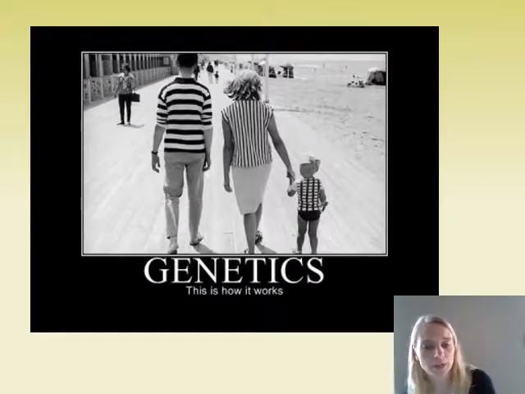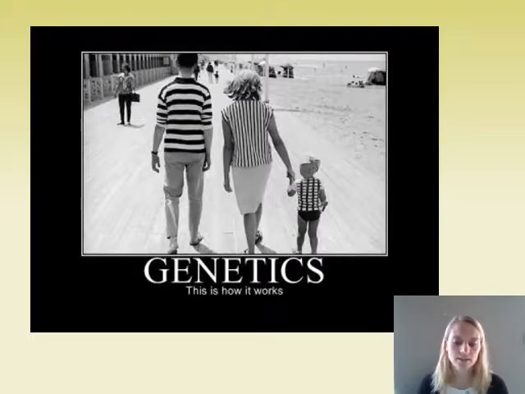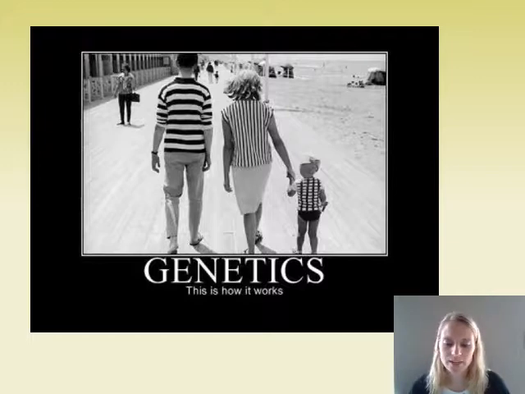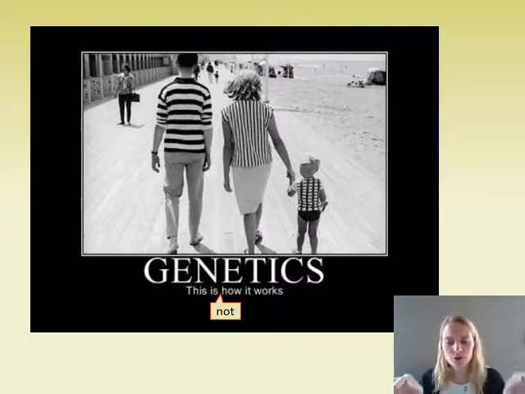I found kind of a comic here. So we have genetics. This is how it works. Not so sure about that. So I'm going to add in, this is not how it works. Horizontal stripes and vertical stripes do not give you a checkered offspring. Doesn't work that way, but it's kind of cute.